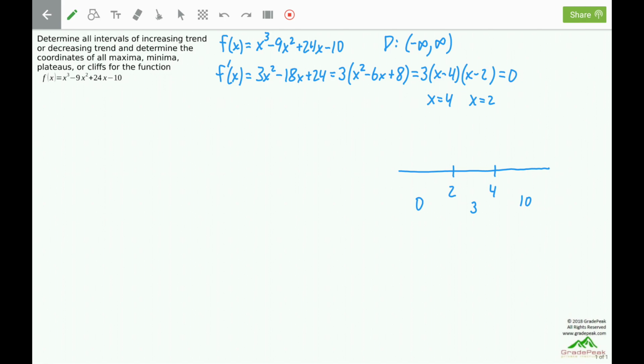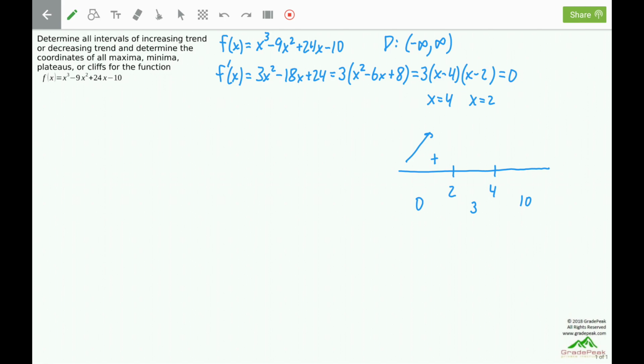Each of these test values can be plugged into the first derivative to test the trend in each of the intervals. It only matters whether it is positive or negative here, not the actual value. So the best place to plug these in will be the factored version. Starting with the 0, plugging into the factored version, 0 minus 4 is a negative, times 0 minus 2, which is also a negative. A negative times a negative is positive, times a positive 3 is a positive. The first derivative is positive in this interval, and that corresponds to an increasing trend.